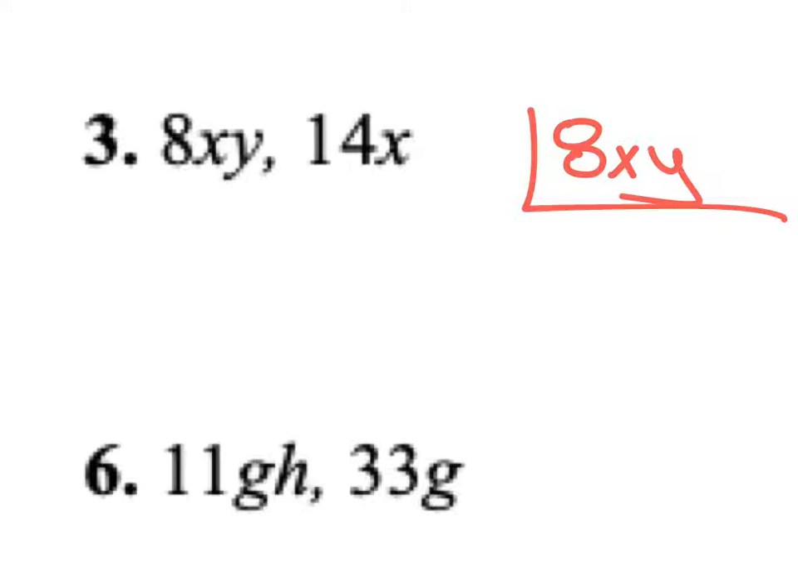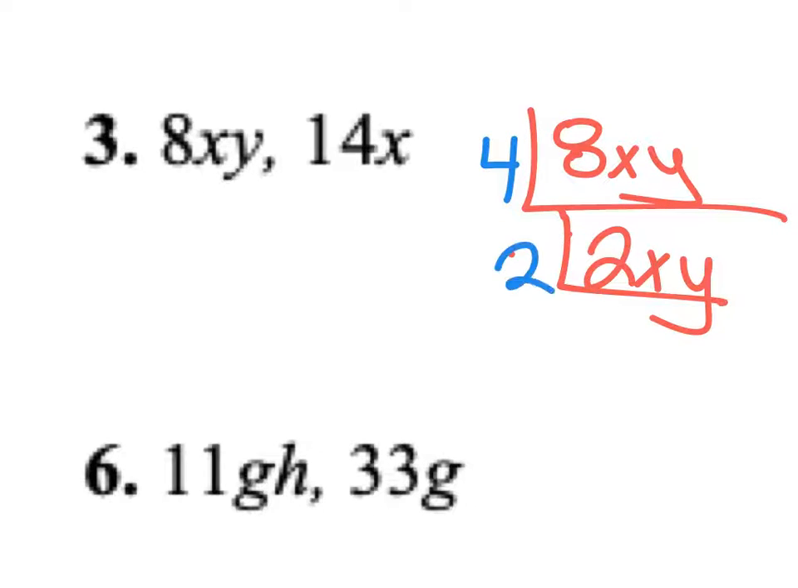So the first thing I'm going to take out is my number 8. Or actually, I think I'm going to do 4. So I'm going to take out a 4. Now, 8xy divided by 4 leaves me with 8 divided by 4 is 2, so 2 and then my x and my y. Next, I'm going to take out my 2. I'm factoring out my 2. 2 divided by 2 is 1xy.